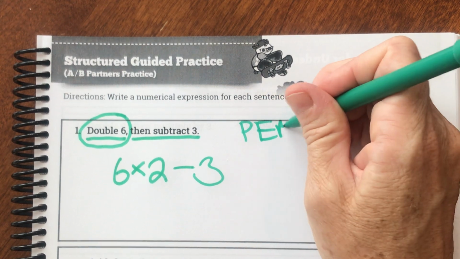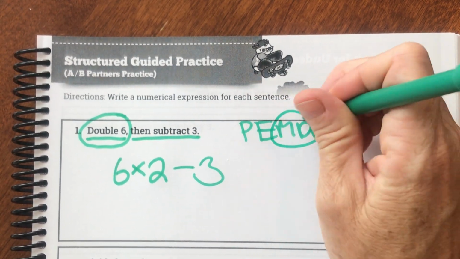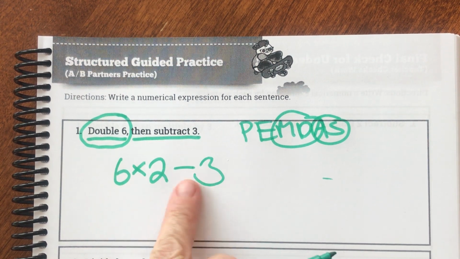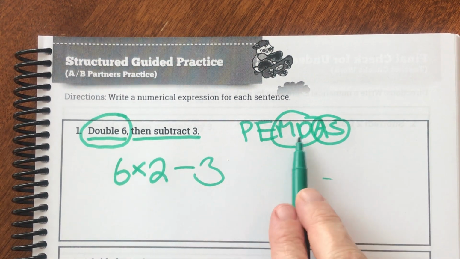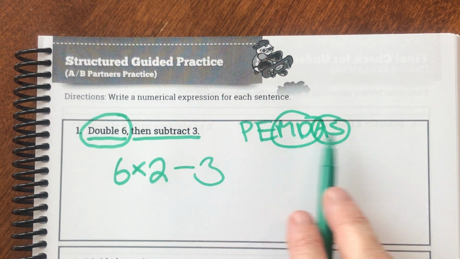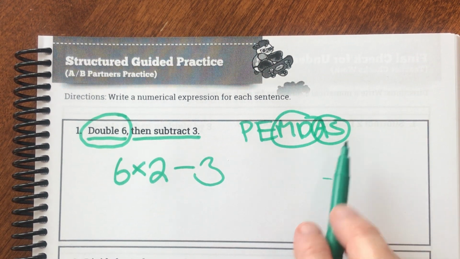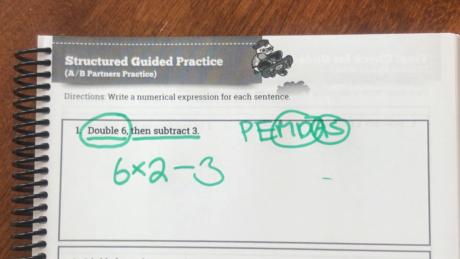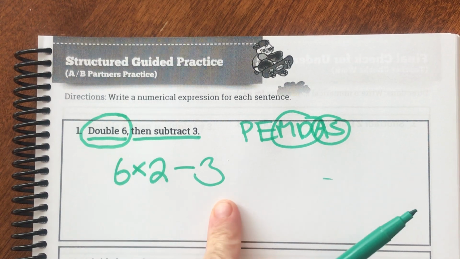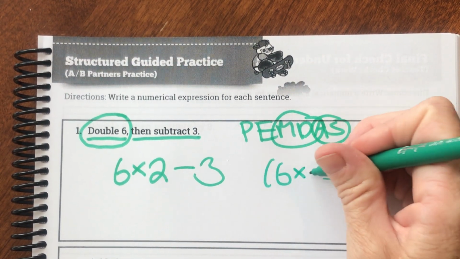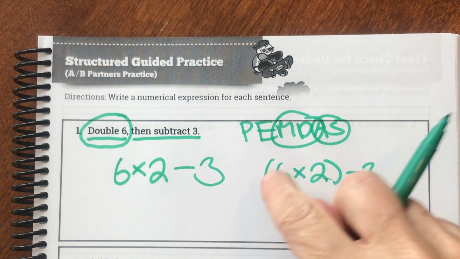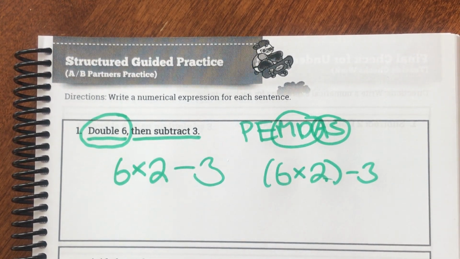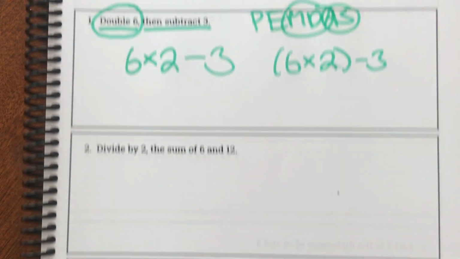Okay, if I was following PEMDAS, is the person gonna do this before this? Yes, because multiplication and division comes before addition and subtraction. So they're gonna solve this first, even without the parentheses. So this would be an acceptable answer, but this would be maybe a more clear answer if I add the parentheses that I want this to happen first. Okay, let's look at our next one.